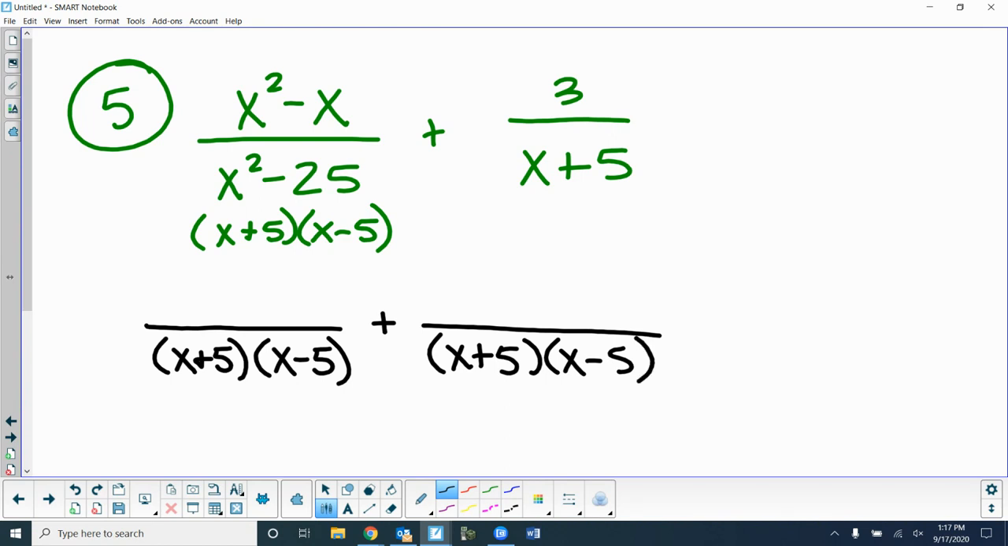Okay? So looking at the original fraction, there's my original denominator, and there's my common denominator. You see anything that's different? Yes or no? Nothing different, is there? No. So do I do anything different to that? No, no change.